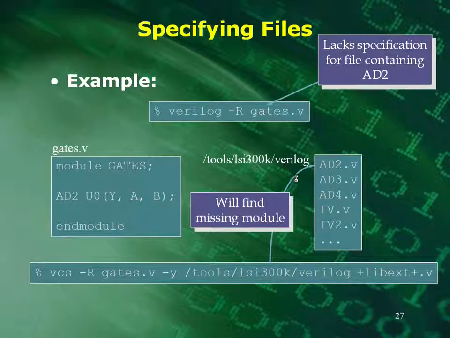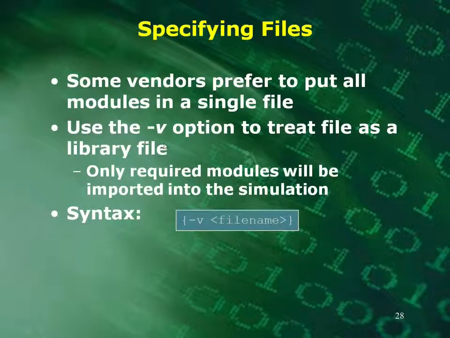So some vendors prefer to put all the modules in a single file, such as in this case here. This one probably had all the modules within that one file. And you can use the -v option to treat the file as a library file. Then only the required modules will be imported into the simulation, to pull in just the ones that you want. So you can put -v and then the actual file name.